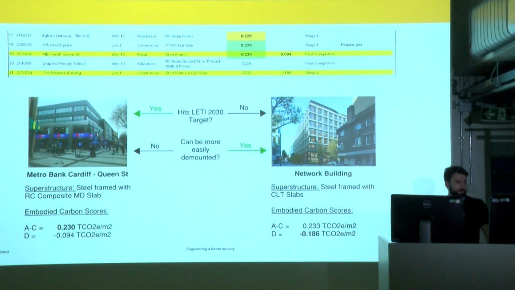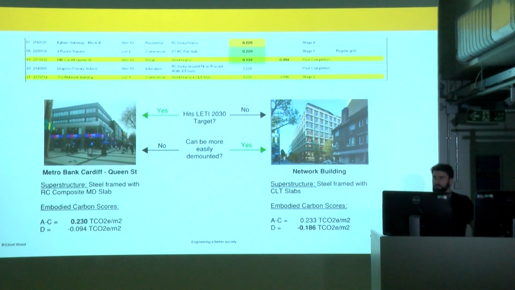There we go. Interestingly, embodied carbon isn't the only way, or the best way, of calculating if a building is quite green. We've got here an example of 2 buildings, one Metrobank Cardiff on Queen Street. The superstructure is steel frame with RC composite metal deck. That means that the metal deck slab is physically connected to the steel structure, basically entailing it's really time consuming to reuse the steel work. So its reuse potential is not that great.